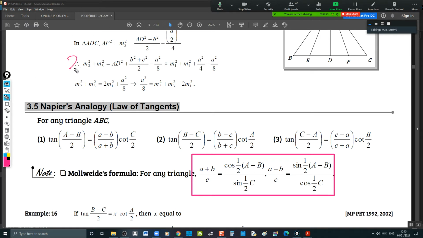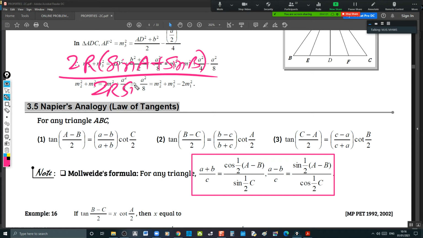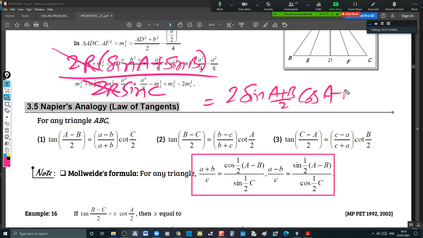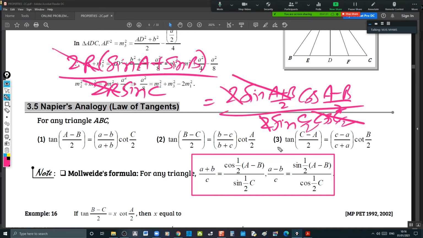a plus b is nothing but 2R into (sine A plus sine B) whole divided by 2R sine C. This 2R gets cancelled and apply the transformation or factorization formula. 2 sine (A plus B) by 2 into cos (A minus B) by 2, even if you forget also, you can simply do it like this, divided by 2 sine C by 2 cos C by 2. So this is 90 minus C by 2, cos C by 2. This cos C by 2 gets cancelled, 2 gets cancelled, and cos (A minus B) by 2 by sine C by 2. This is the Mollweide's formula.